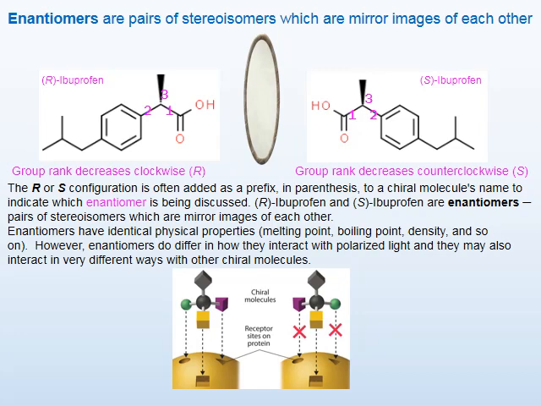However, enantiomers do differ in how they interact with polarized light, and they may also interact in very different ways with other chiral molecules. As we mentioned before, only the S configuration of ibuprofen fits the receptor sites on the enzyme cyclooxygenase and relieves pain. The R configuration does not function because the chirality of the molecule does not match the chirality of the receptor.